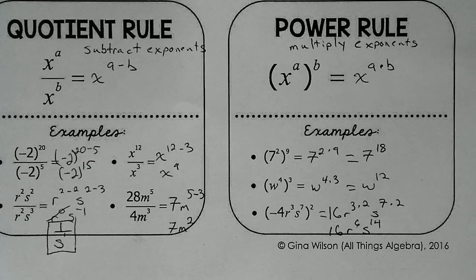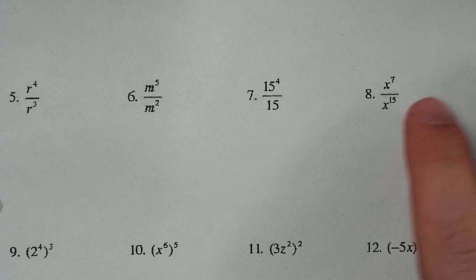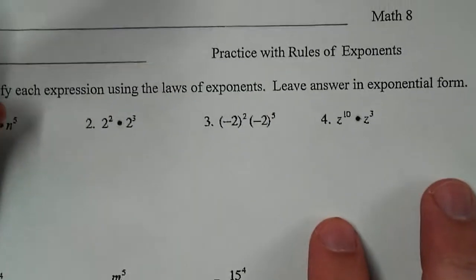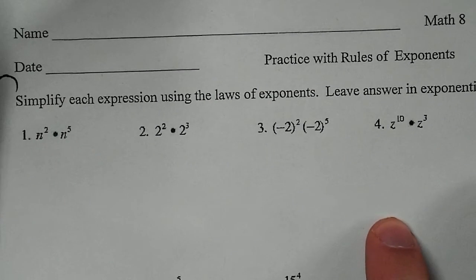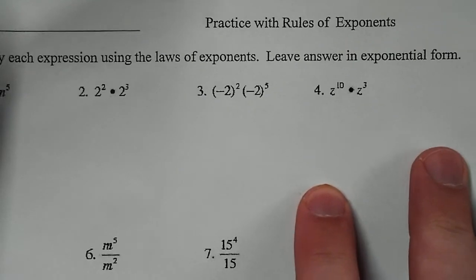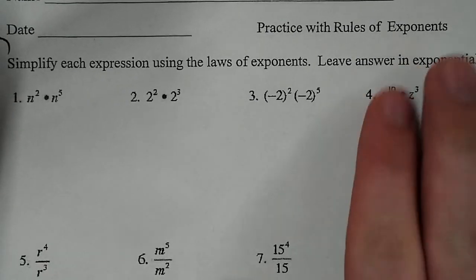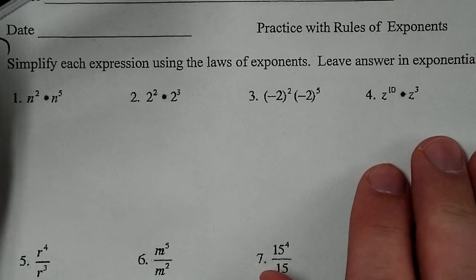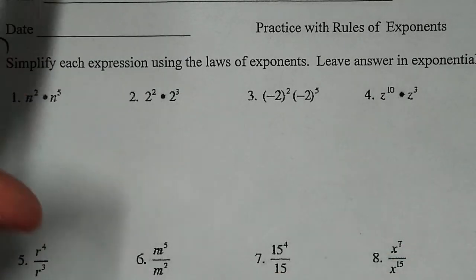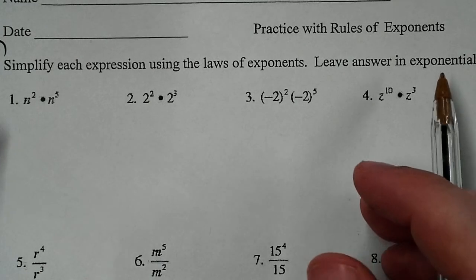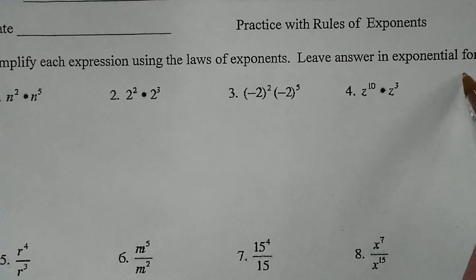Now, let's just go over the assignment, so hopefully you do fine on it. Here is the assignment. It says practice rules with exponents. Simplify each expression using a law of exponents and leave your answer in exponential form. So I don't want any numerical answers unless it comes out to r to a number to the 0, which will just be a 1. I want you to leave your answer in exponential form.